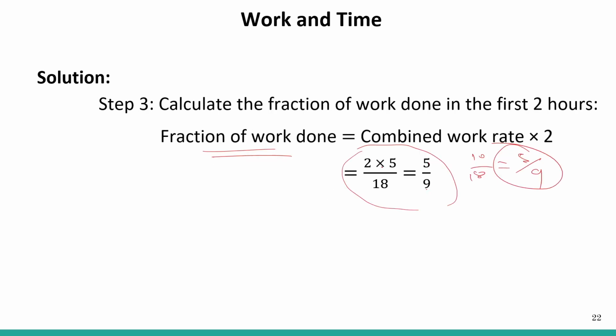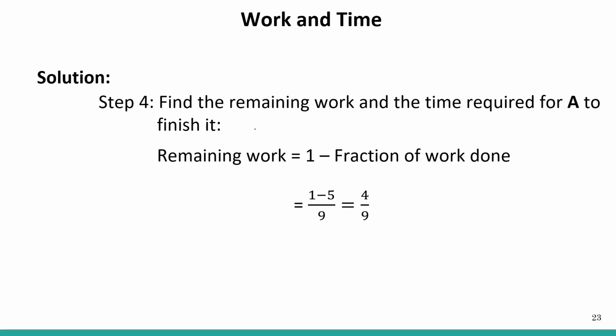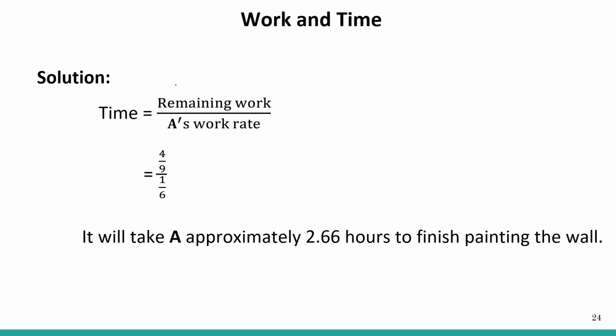So what we do next is find the remaining work after B leaves. What is A left with? How much work is needed to be done on the wall? Remaining work is equal to 1 minus the fraction of work done, that is 1 minus 5 by 9, which is 4 by 9. So time is equal to remaining work by A's work rate, that is 4 by 9 whole by 1 by 6. So it will take A approximately 2.66 hours to finish the painting. This is nothing but 24 by 9, which is 8 by 3 hours, that is 2.66 hours.